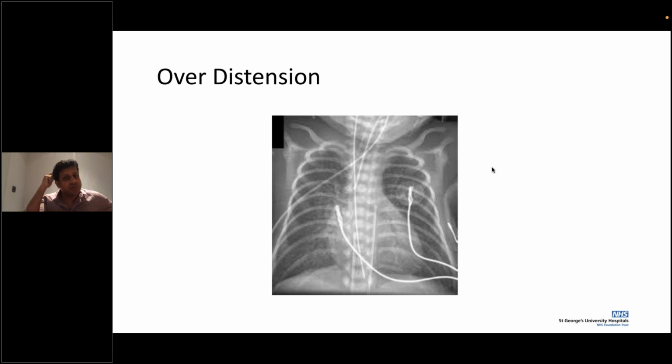Again, once you've started high frequency, look on your X-ray for signs of over distension. In this case, you're looking at a narrow cardiac silhouette, your diaphragm domes flattened out, and more than 8 posterior ribs. All that is an indication that your mean airway pressure is probably high, and if it is that high, you may need to drop it down.